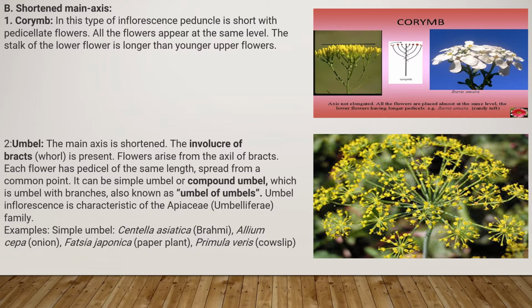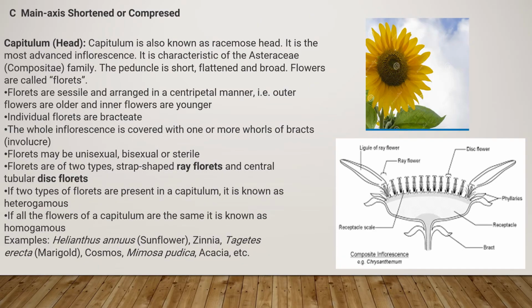Examples are Centella asiatica, commonly called Brahmi, Allium cepa, commonly called onion, and also Primula veris, which is commonly called cowslip. These are some of the examples of umbel inflorescence.